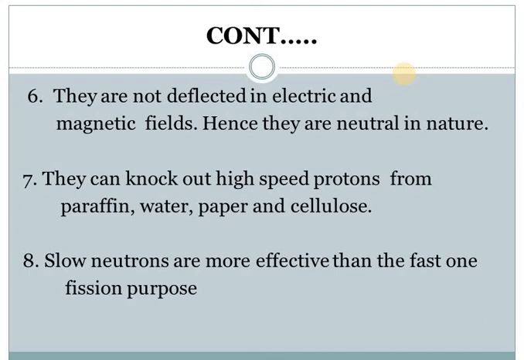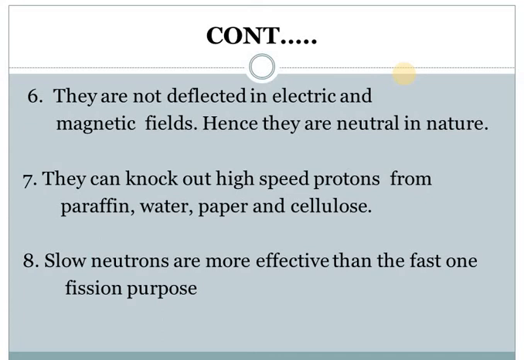Next is that they can knock out high speed protons from paraffins. What are paraffins? Paraffins are saturated hydrocarbons, that have little affinity for changing because they are already bonded to other atoms and their valency is satisfied. Single bonds are present in them. Paraffins, water, paper and cellulose: from these, high speed protons are knocked out. So something new appears over there.